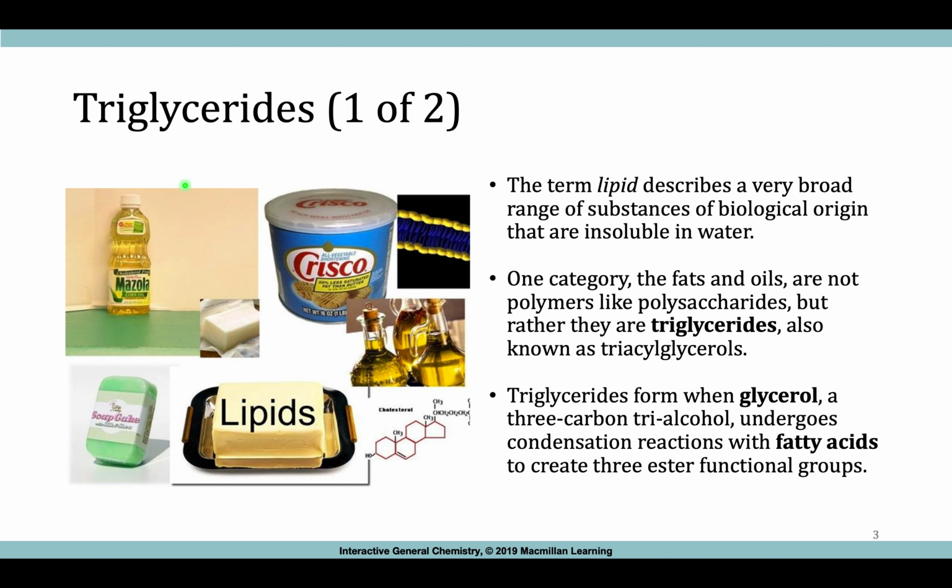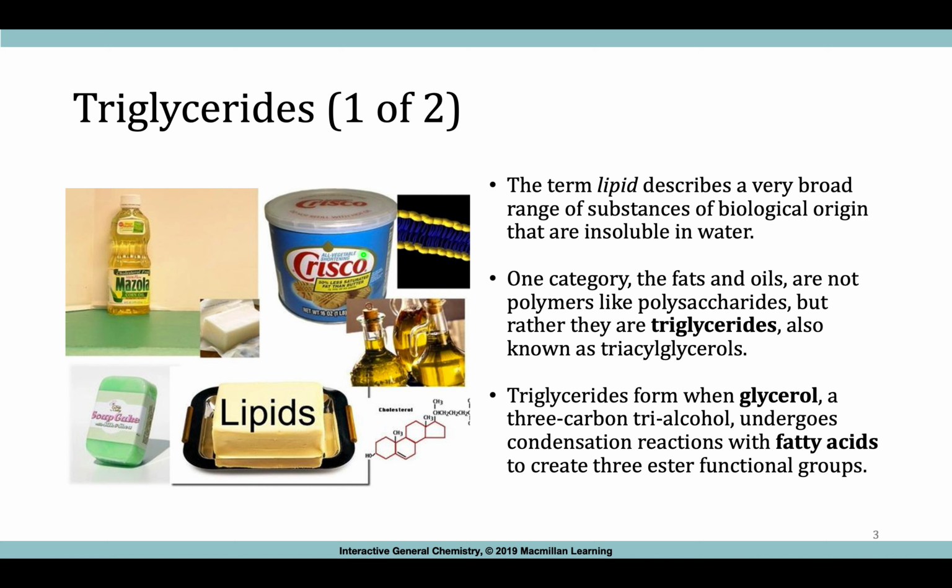So this photo just shows a whole bunch of examples of what we mean by lipids. We have oils, fats, a Crisco over here. We've got membranes in our cells. We've got hormones in the form of steroids, soaps, things like that. These are all part of the broad classification of lipids.